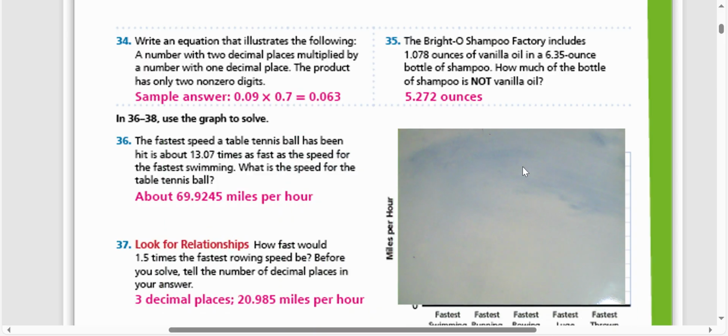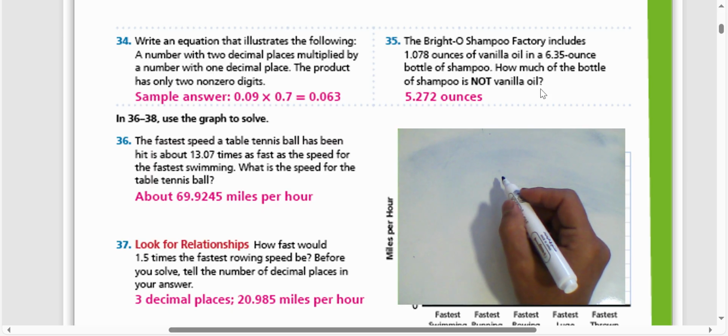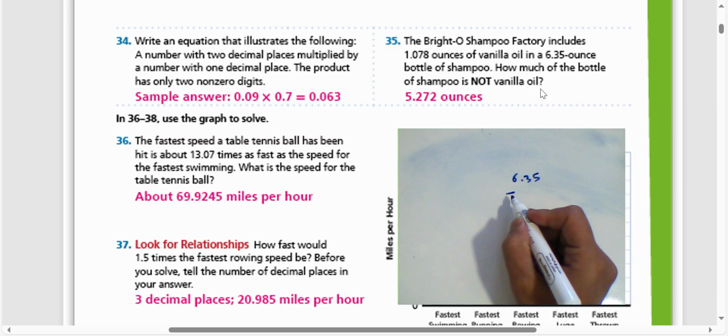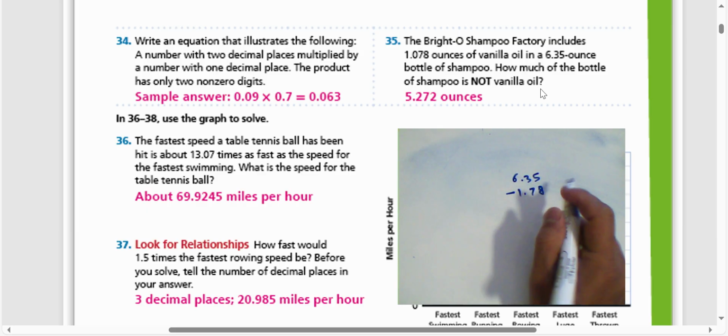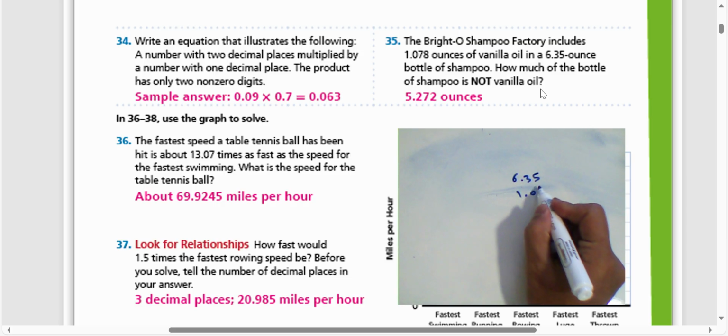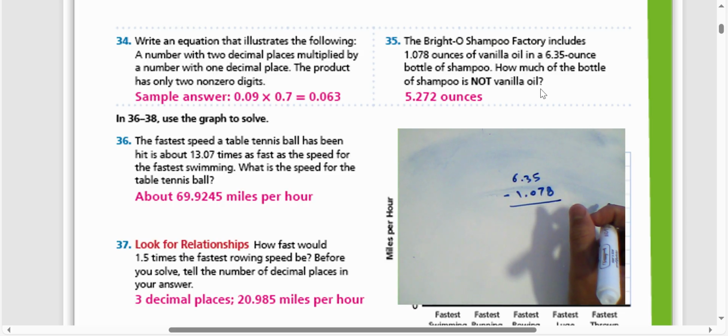Question 35. The Bright All Shampoo Factory included 1.78 thousandths of vanilla in this 6.35 ounce bottle of shampoo. How much of the bottle of shampoo is not vanillin oil? We can find the difference between two numbers. We can write the greatest number 6.35 subtract by the smallest number 1.078. So we have 1.0, 7 and 8. We can find the difference between the numbers.